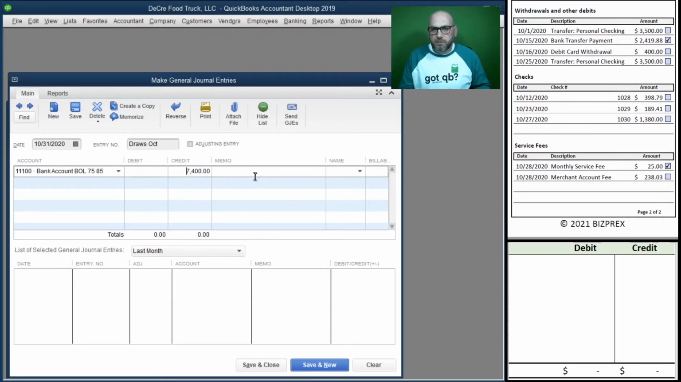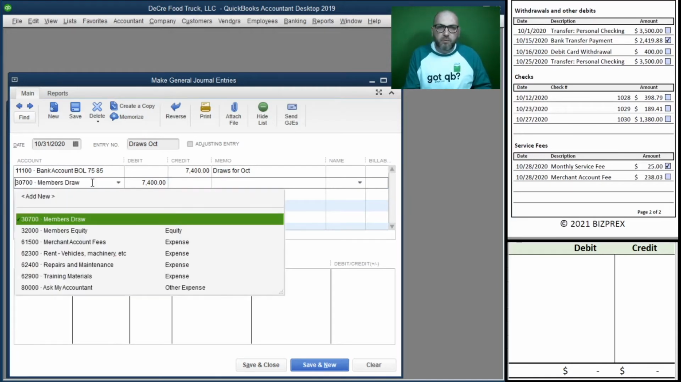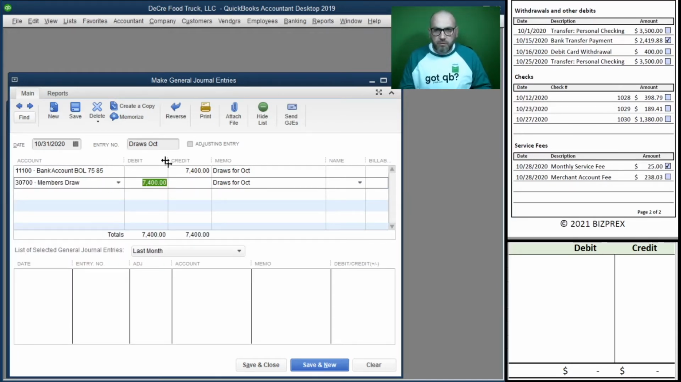Here it is, right? So that's our October draws. All right. And then what else we know? We know that our member draw account will be decreased. Again, I know it's kind of counterintuitive. We cover it at the end of the year, but members draw account technically is an equity account, right? And equity is reduced through debit.